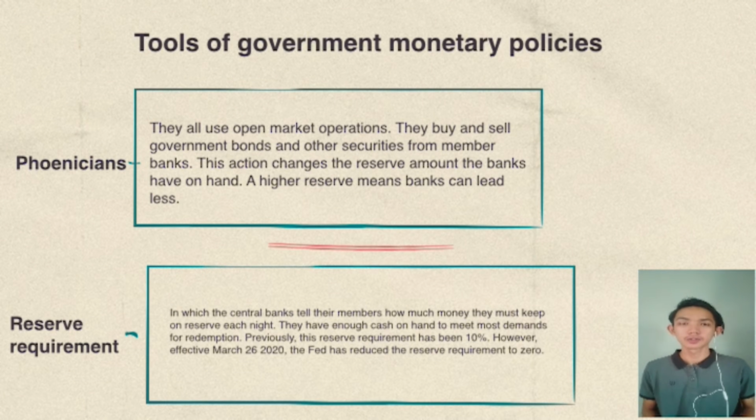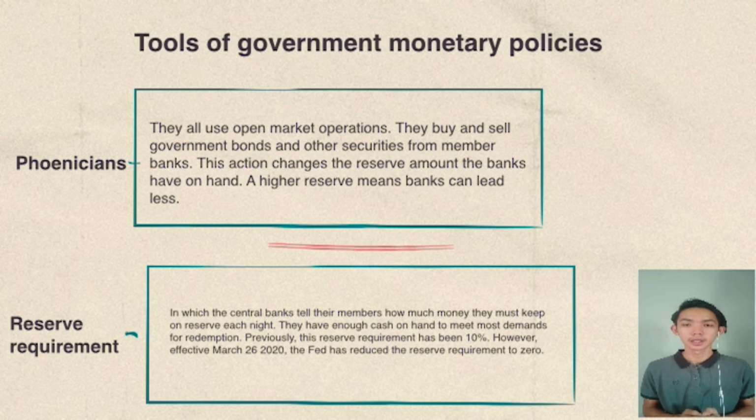Tools of monetary policy. First, open market operations. The central bank buys and sells government bonds and other securities from member banks. This action changes the reserve amount the banks have on hand. A higher reserve means banks can lend less.